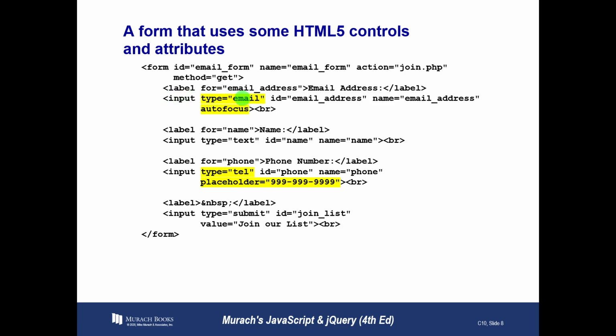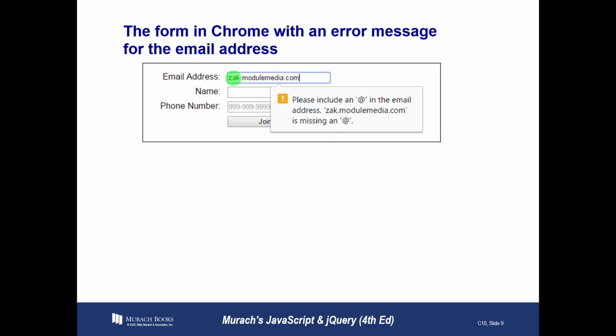So this email input type will automatically detect if, for instance, this address up here does not have an @ sign, and the browser is actually generating the error message here that says, please include an @ in the email address. And the thing that they typed is missing an @ sign. So it's doing some limited validation of an email address to make sure it looks like an email address. And that's not our JavaScript, that's built into the browser because it's an email control.